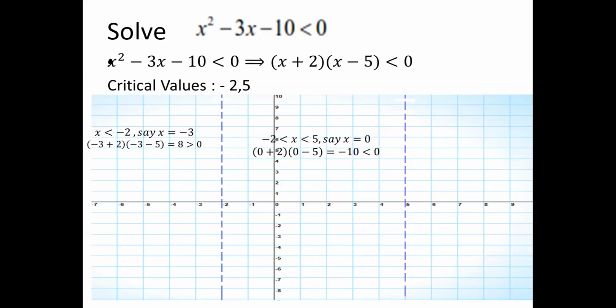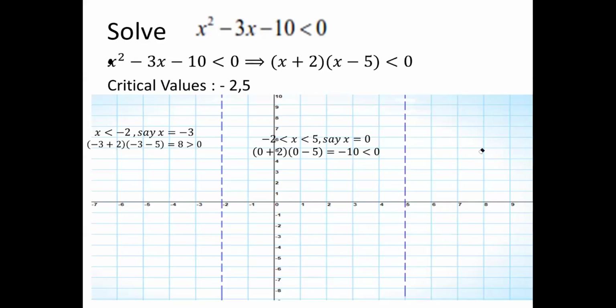Let's see what happens. So we take 0. When we put it in the inequality, you get minus 10. And minus 10 is less than 0. And therefore, we say, you know what? Numbers in this range can very well be the solution. And it is, right? So the numbers between minus 2 and 5 will make this expression x squared minus 3x minus 10 less than 0. And you can try any number between here.